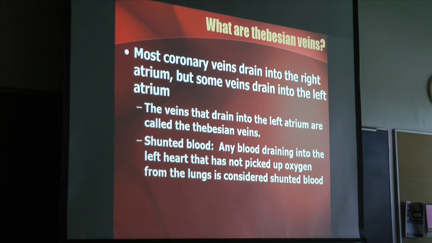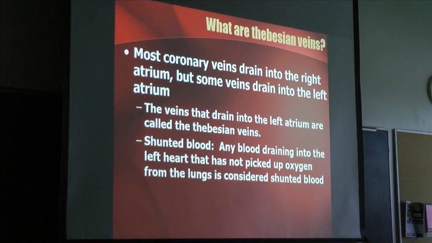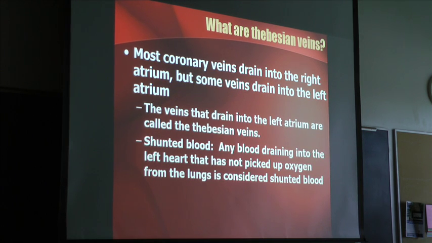So having this deoxygenated blood go into the left atrium, it's considered shunted blood, and it gives you the definition. It says any blood draining into the left heart that has not picked up oxygen from the lungs is considered shunted blood. And we go into a lot more detail on shunted blood later on in the semester, just so you have a basic understanding now. So shunted blood is blood that did not pick up oxygen and it ends up in the left atrium.